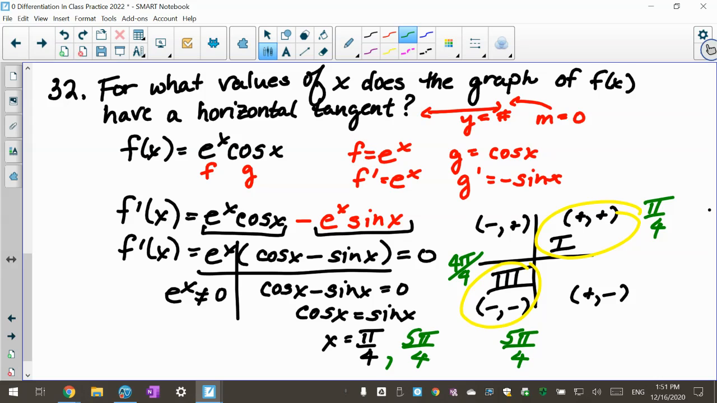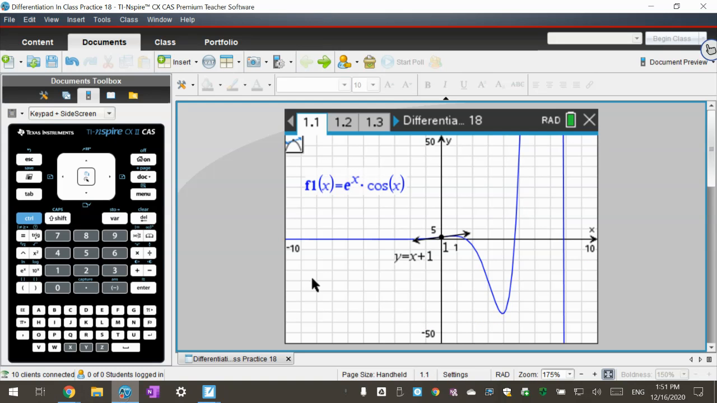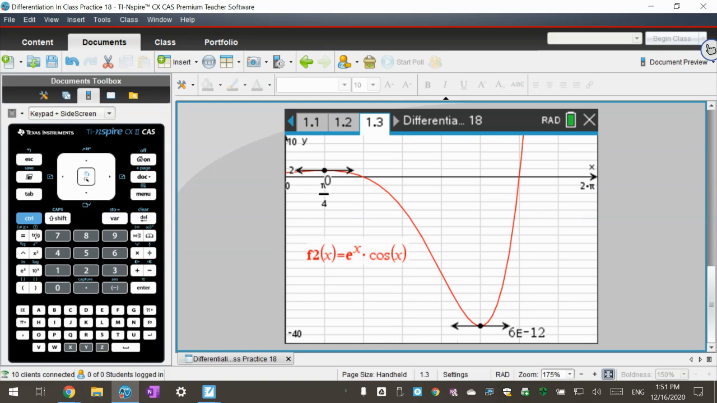So I'm actually going to bring up the graph because I graphed this already, okay? And it's right here. So I graphed this, and I actually counted by pi over 4. So here's pi over 4, 2 pi over 4, 3 pi over 4, all the way over. And you'll see here at pi over 4, there's a horizontal tangent line, and here this is 5 pi over 4. So if you were to count 1, 2, 3, 4, 5 pi over 4 is the other horizontal tangent line, okay?